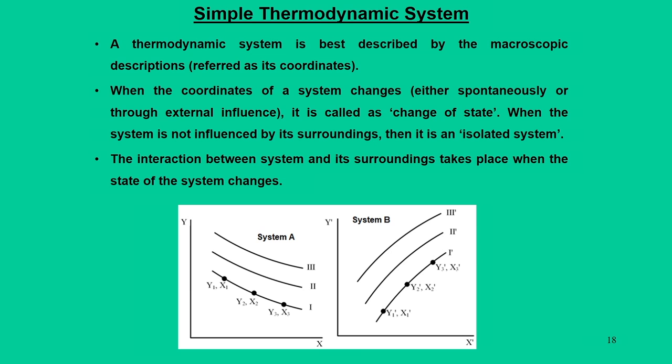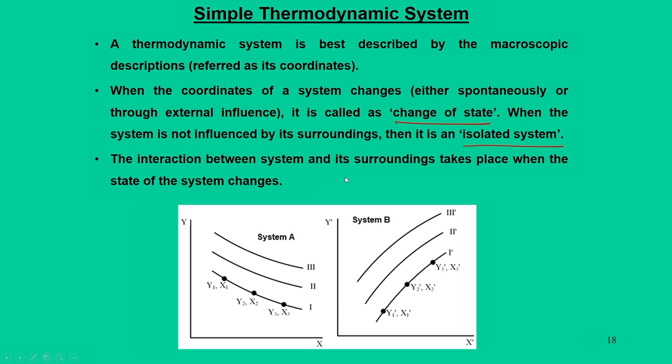Then we will move to the next segment of our lecture, that is the simple thermodynamic system. From our previous understanding, any state of the system can be represented by its coordinates, and we call these thermodynamic coordinates with respect to the macroscopic approach. When these coordinates change, we call this a change of state, and when the system is not influenced by the surroundings, we call this an isolated system.